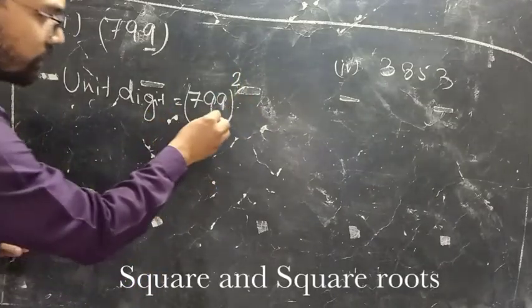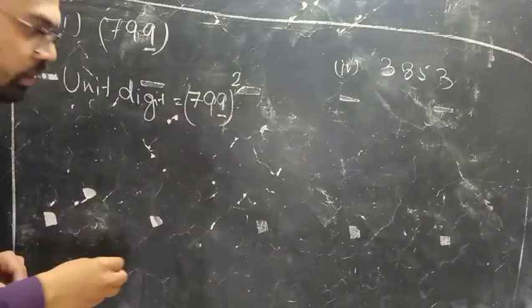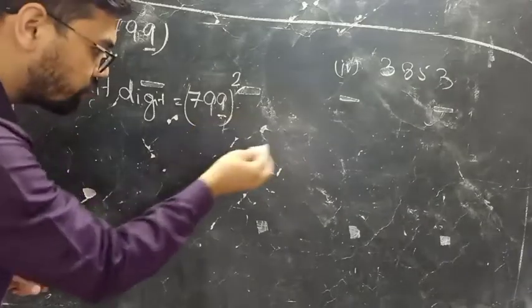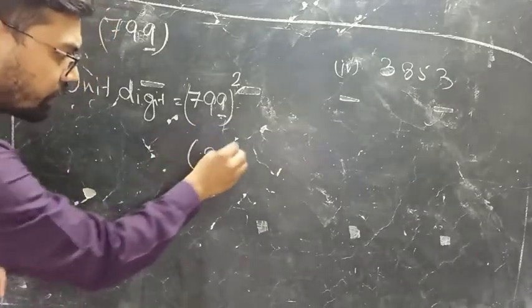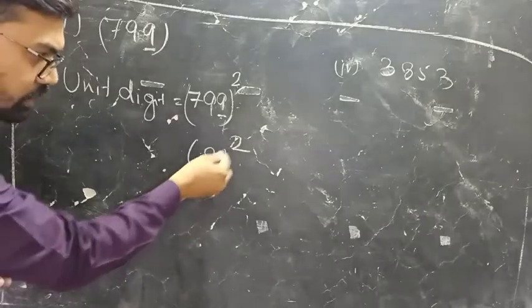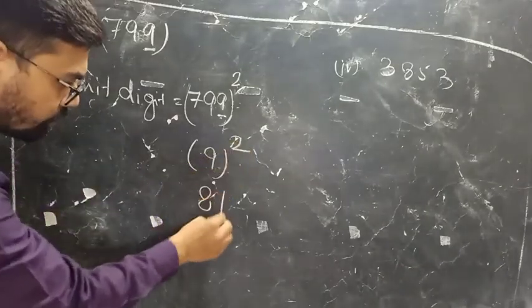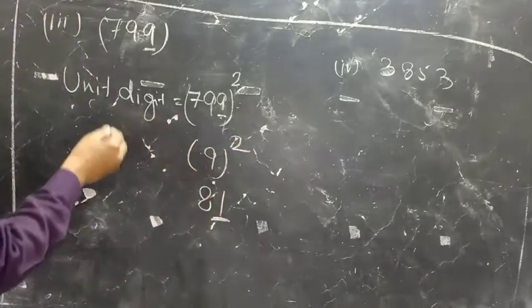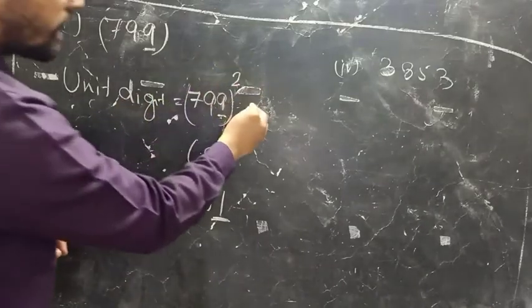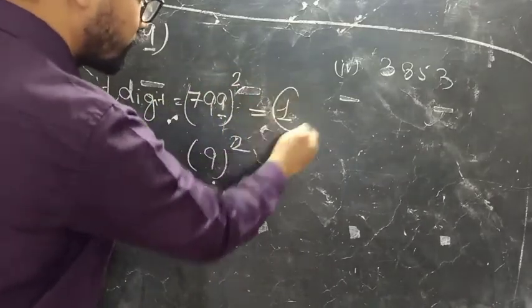Now again check the unit digit of this number. What is the unit digit of this number? 9. So you need to calculate the unit digit of the square of 9. What is the square of 9? 81. So 1 is the unit digit. So the answer is, unit digit of 799 square is equal to 1.